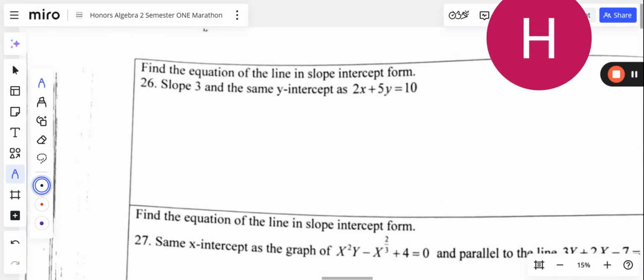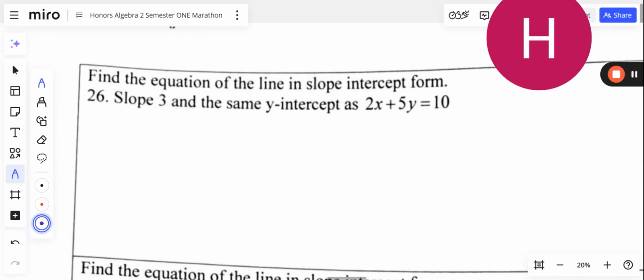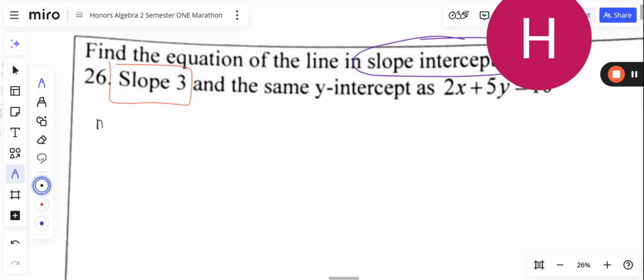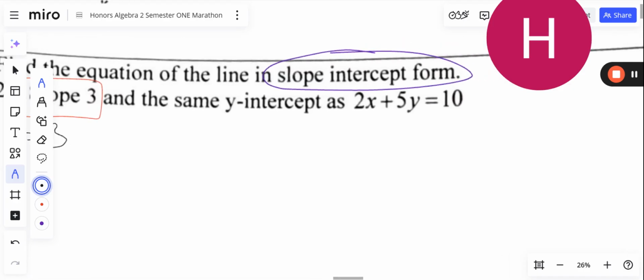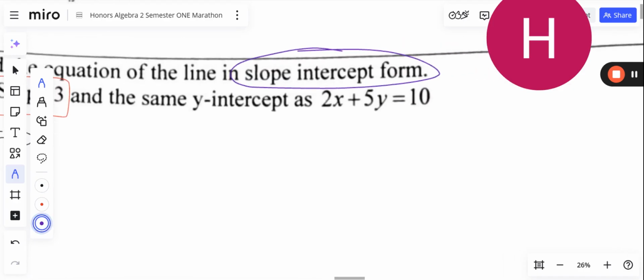We're going to continue with talking about lines still in slope-intercept form. There are different ways that they can give you information about the line that they're interested in. So this time they just told us the slope. Slope is 3. That's really easy. You don't have to do any work to find the slope. Just read the word, slope is 3. And it tells us a point.